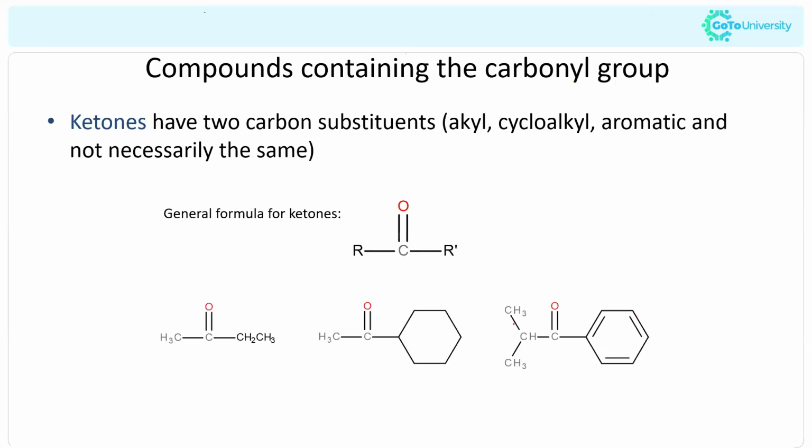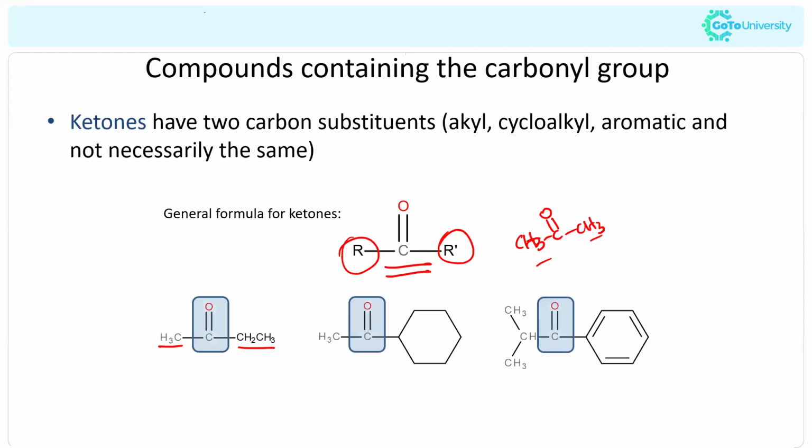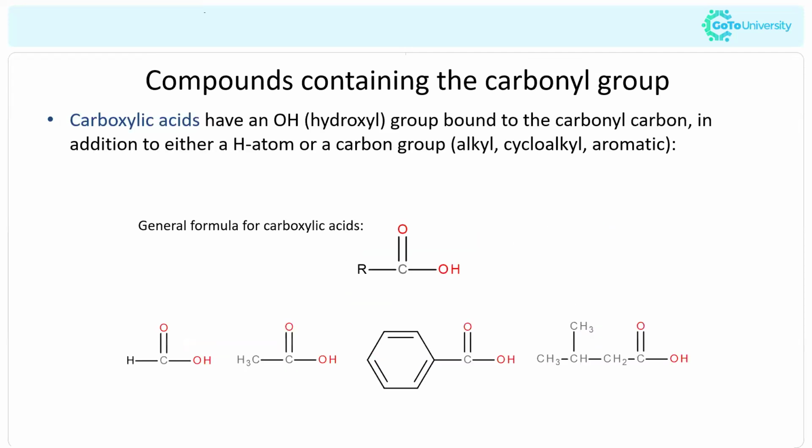Now, ketones: as we discussed before, the carbonyl group is connected to two alkyl groups, that is R and R dash. So here we have examples. Sometimes R and R dash may be similar, for example in CH3COCH3. Here both R and R dash are similar, right? But in some cases they are not similar. That depends. In these three compounds, we can see the carbonyl groups are there, so they are all ketones having different alkyl groups.